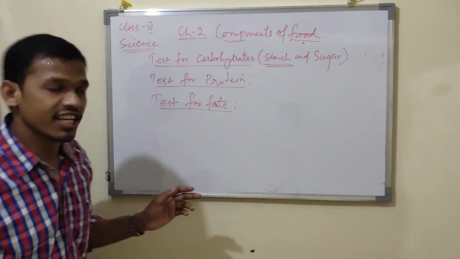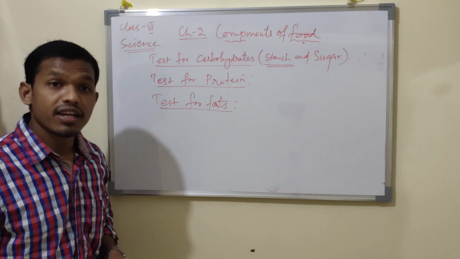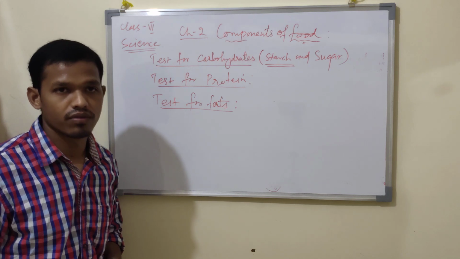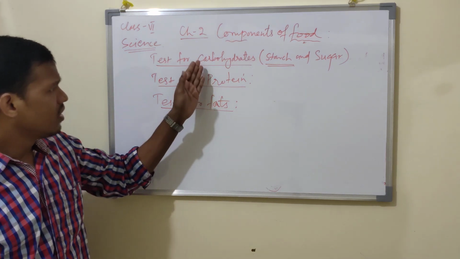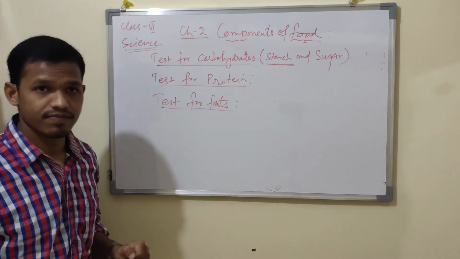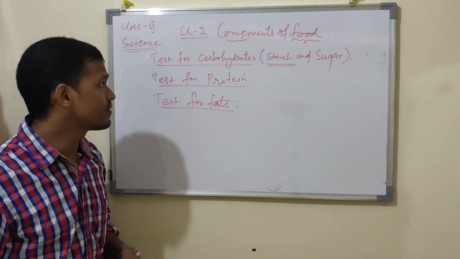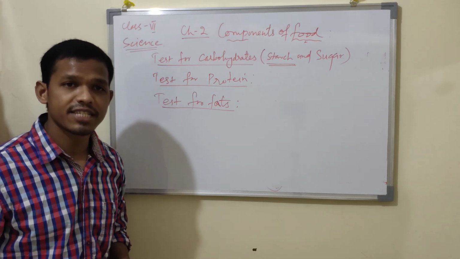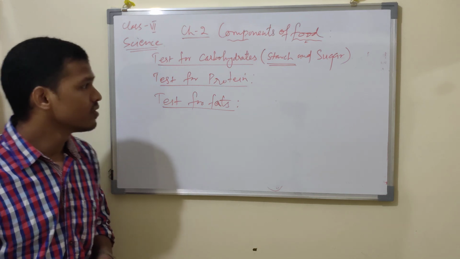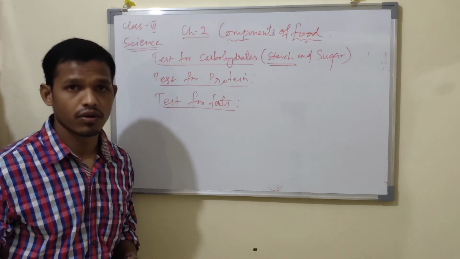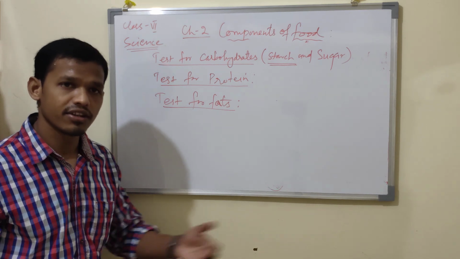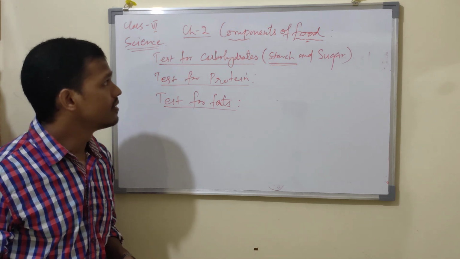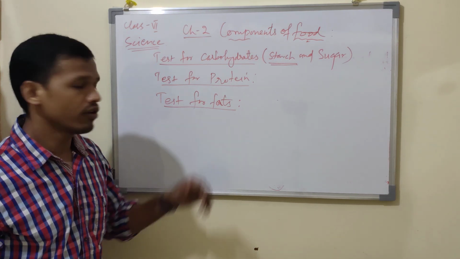So regarding these 3 tests, we learned that we can test a variety of food items, whether they contain nutrients or not. We have tests for carbohydrate, protein, fats. What about others, that is vitamins, minerals? We will study them in detail in the next coming videos. I hope you understood today's class: test for carbohydrate, test for protein, test for fats.